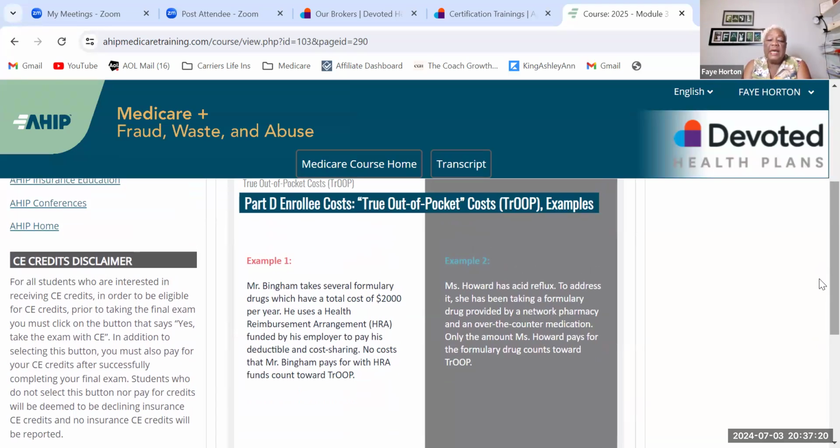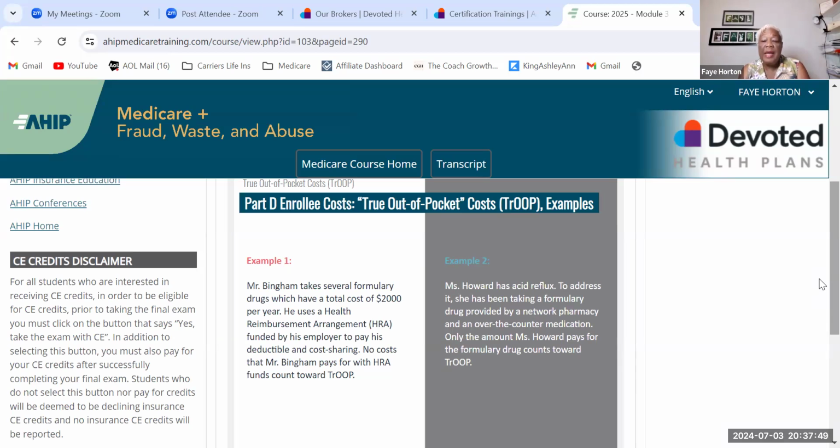Mr. Bingham takes several formulary drugs, which have a total cost of $2,000 per year. He uses a health reimbursement arrangement funded by his employer to pay his deductible and cost sharing. No costs that Mr. Bingham pays for with HRA funds count towards his true out-of-pocket expense.